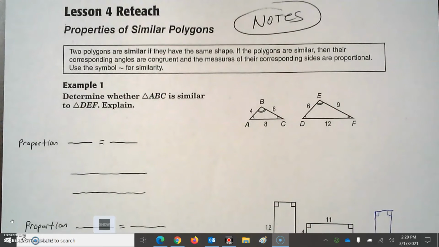Well, the first thing you might notice, everyone, is it's not blurry. I finally think I fixed it. So what we have to do here is determine if these two shapes are similar.